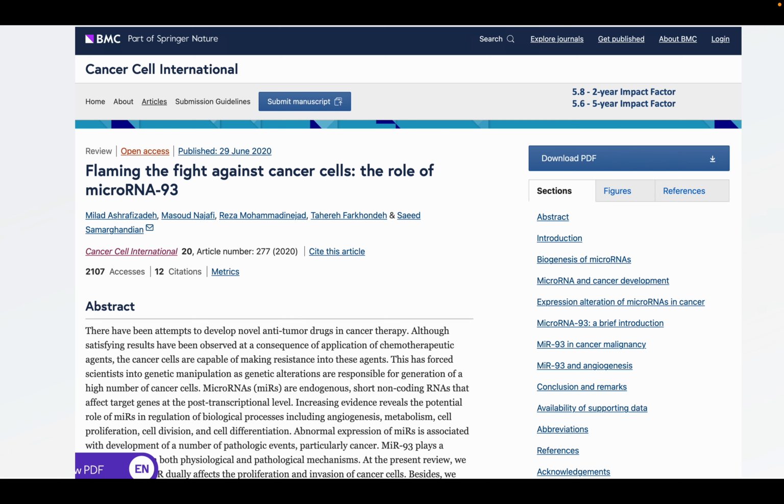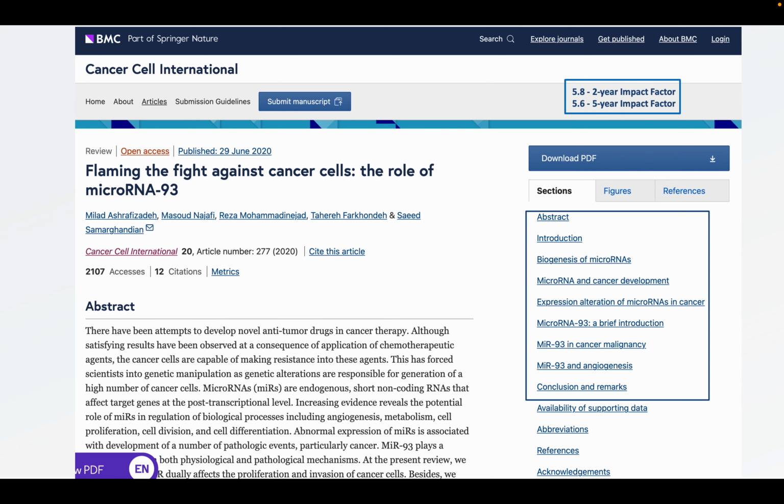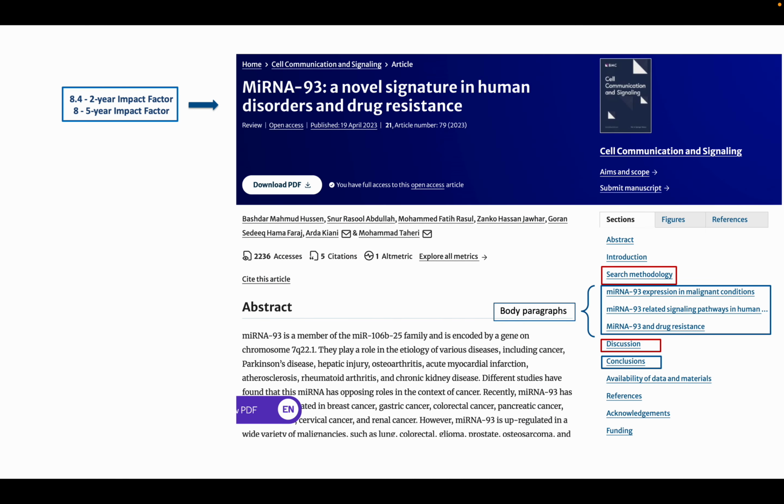The template is the same. This is a Nature Journal, Cancer Cell International: abstract, introduction, body paragraphs, and also conclusion. Look, they followed the same template, Nature Journal. What about our paper? We used their keywords, for example, microRNA 93, a novel signature in human disorders and drug resistance.